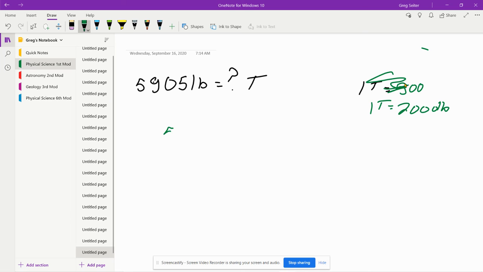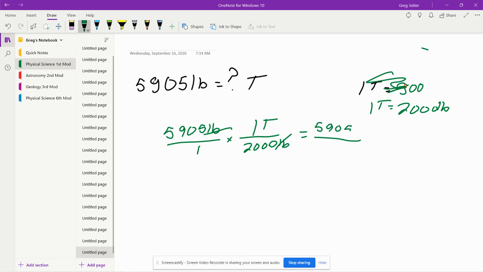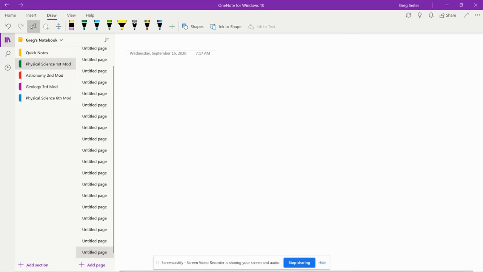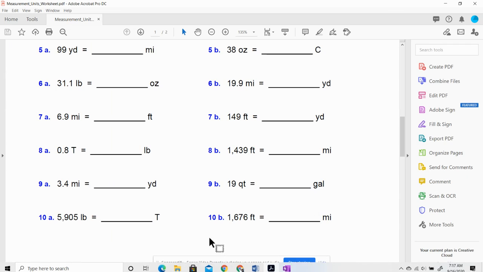There. So 5,905 pounds over 1 times, we want to go to tons, so pounds go on the bottom. 2,000 pounds, 1 ton. Cross these out. There you go. All right, your answer should be in tons. We're almost done now, so let's take a look at the next one.